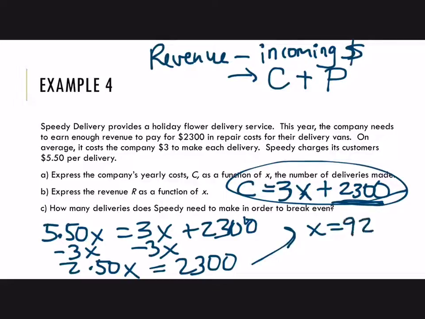So x equals 920. In other words, when they make 920 deliveries, they should have the exact same annual costs as they do revenue. So if they make 921 deliveries, then that's when they're going to start making a profit.